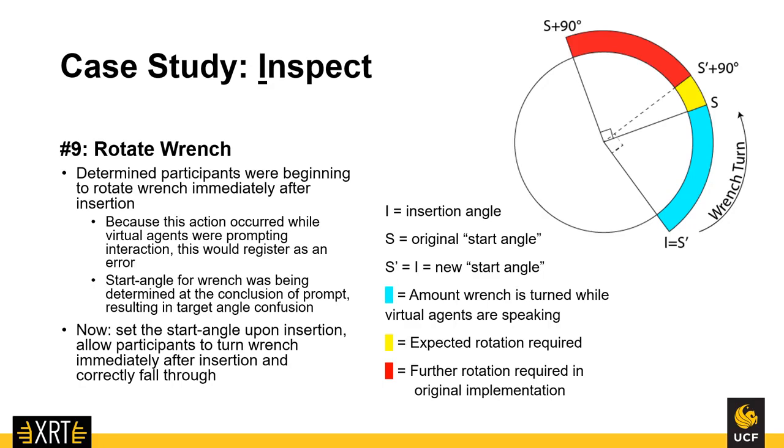So what would happen is the participant would turn the wrench, then it would record that orientation as the start angle, and then they would be required to turn it a further 90 degrees. In some cases, this would seem to be around 180 degrees in total. Because of this, we're modifying our system so that it sets the start angle immediately upon insertion.